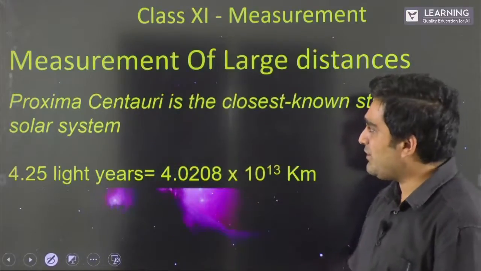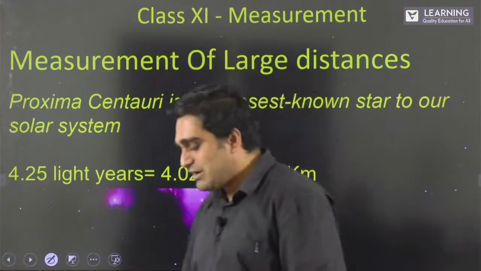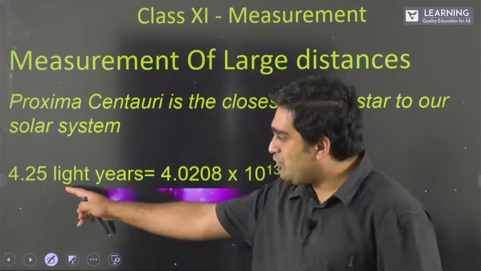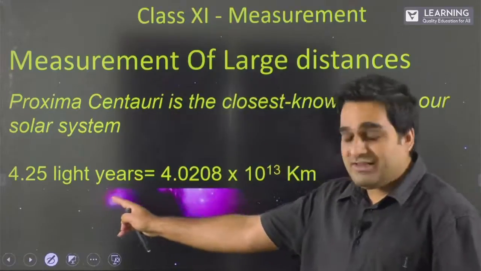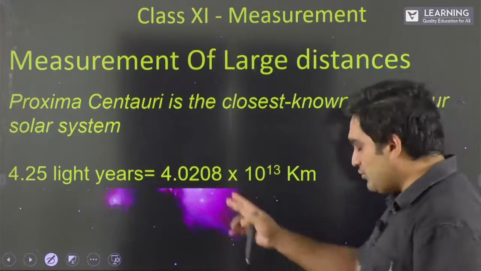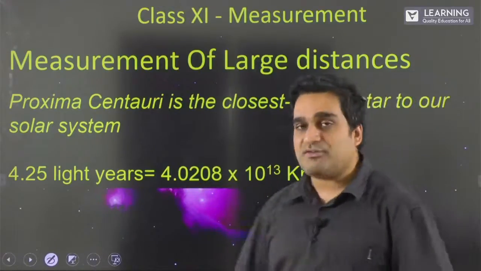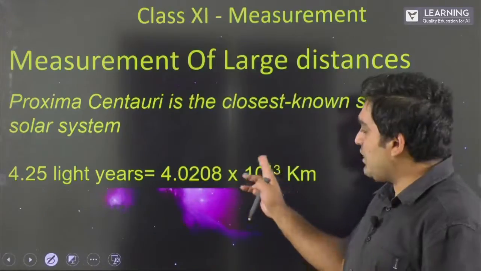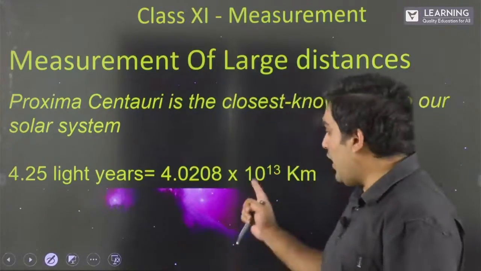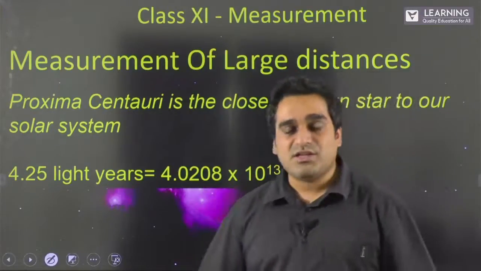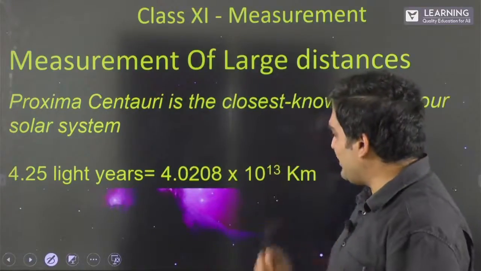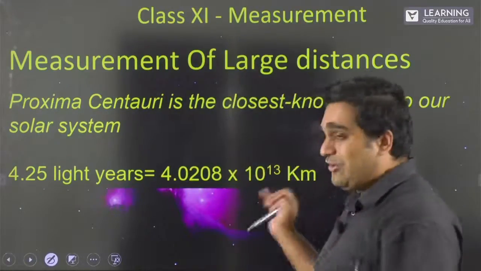Proxima Centauri. This is the closest star to our solar system, and the distance is about 4.25 light years, which measured in kilometers is about 4.028 times 10 raised to 13 kilometers. When I use this number, an exponent which is 10 raised to 13 kilometers, it means 1 followed by 13 zeros. Interesting, right? 1 with 13 zeros, kilometers.